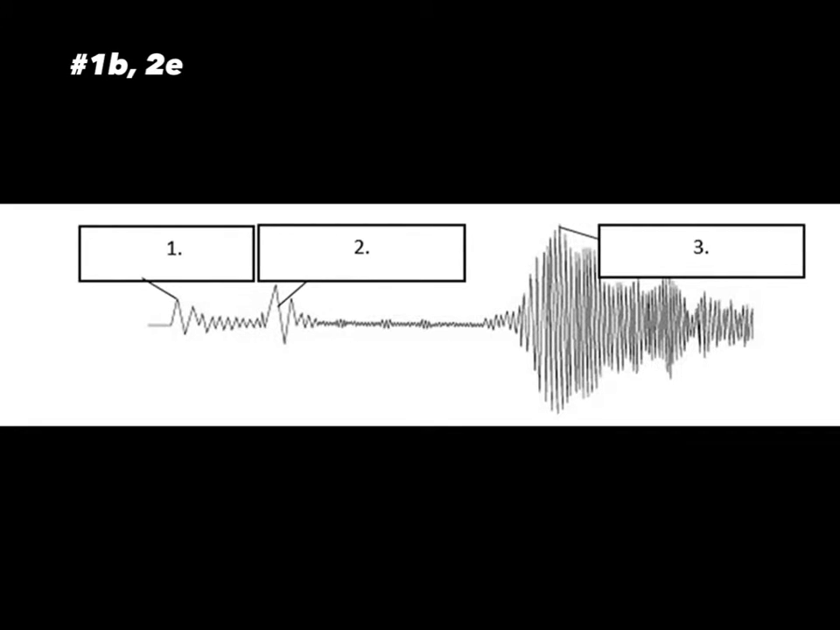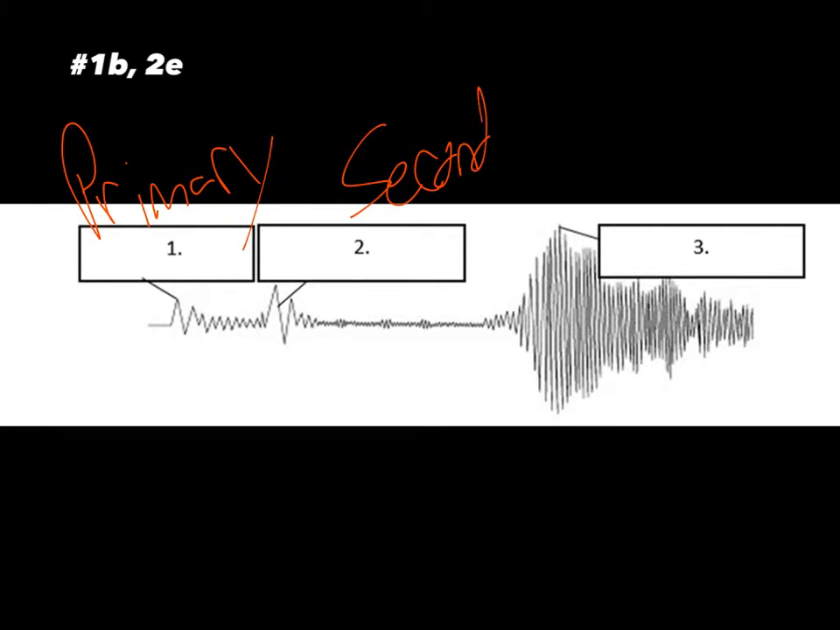Alright guys, this is for question 1B, and it'll help you with 2E also. Right here we're looking at our waves: primary waves, secondary waves, and surface waves. So number 1 in this graph is your primary. Number 2 is your secondary. And number 3 would be our surface waves.